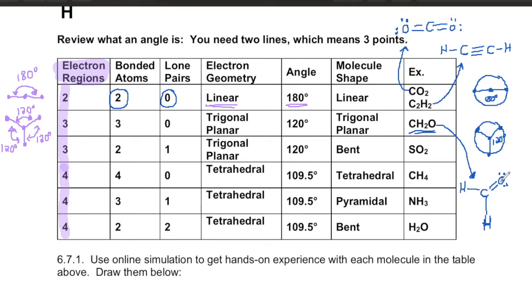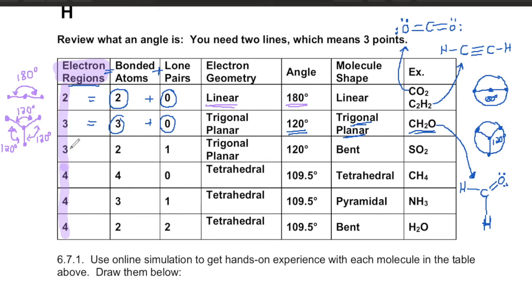And this carbon is bonded to 1, 2, 3 atoms, and it has 0 lone pairs. And so altogether, the 3 atoms plus the 0 lone pairs add up to 3. So that's how we're getting the electron regions. We're adding the bonded atoms plus the lone pairs. So we have 2 plus 0 equaling 2. 3 plus 0 equaling 3. And that gives us 120 degrees and a trigonal planar shape, which is a flat object being cut into thirds, so like a pizza cut into thirds.